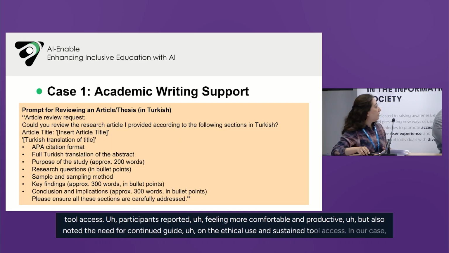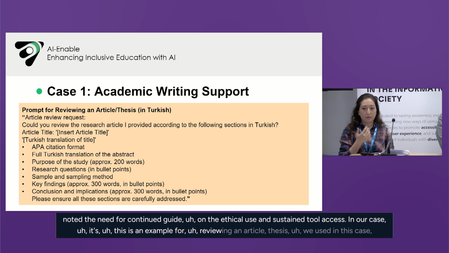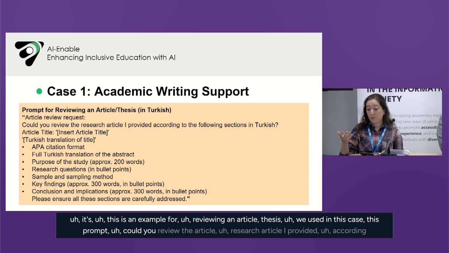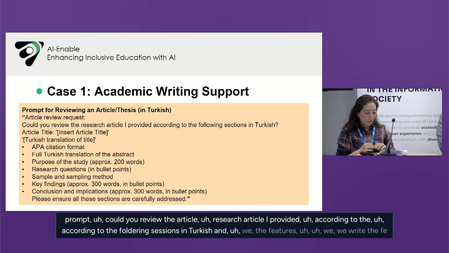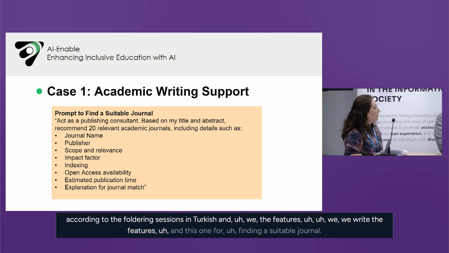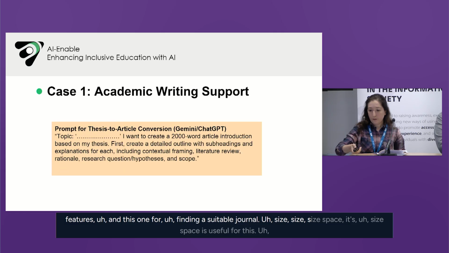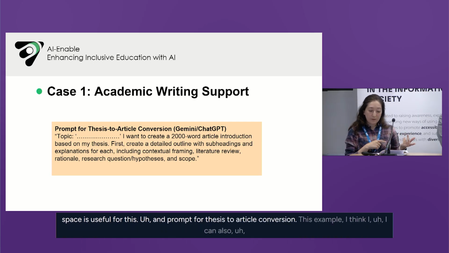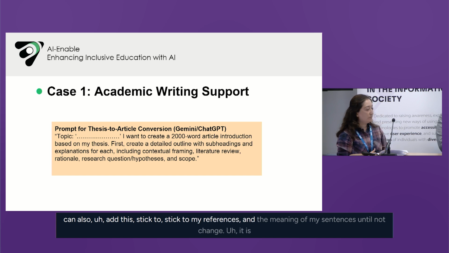In our case, this is an example for reviewing an article or thesis. We used this prompt: Could you review the research article I provided according to the following sections in Turkish, and we write the features. And this one is for finding a suitable journal. SciSpace is useful for this. And a prompt for thesis to article conversion. I think I can also add this example: stick to my references and do not change the meaning of my sentences. It is written, important, I think.